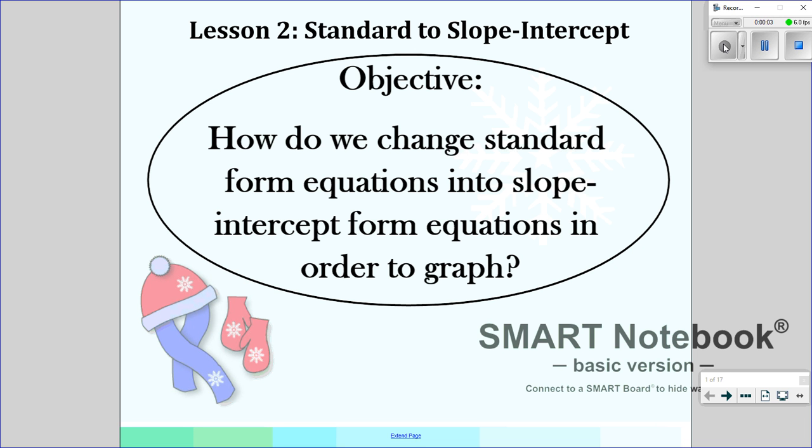Hi, our next lesson deals with standard to slope-intercept. So basically you're going to be converting from a standard form to a slope-intercept form. The objective is how do we change standard form equations into slope-intercept form equations in order to graph.